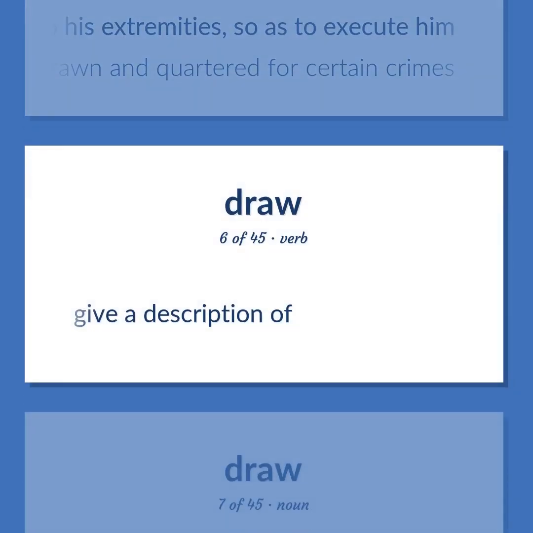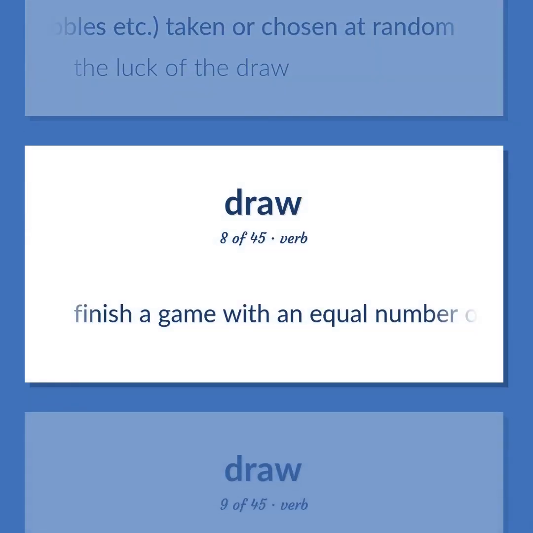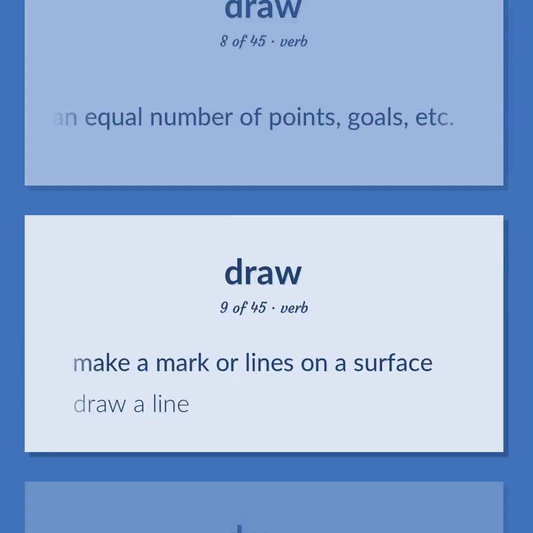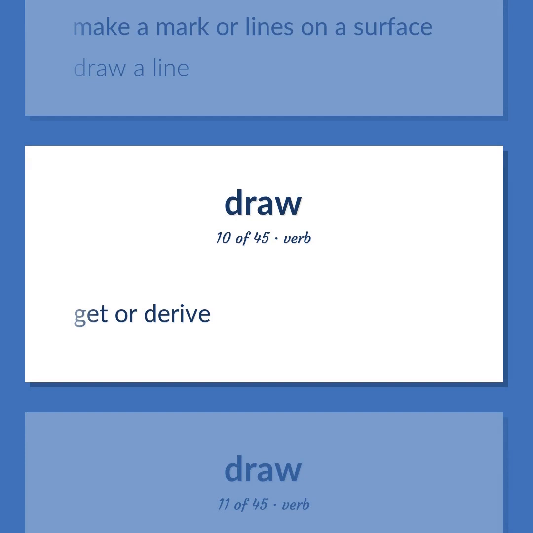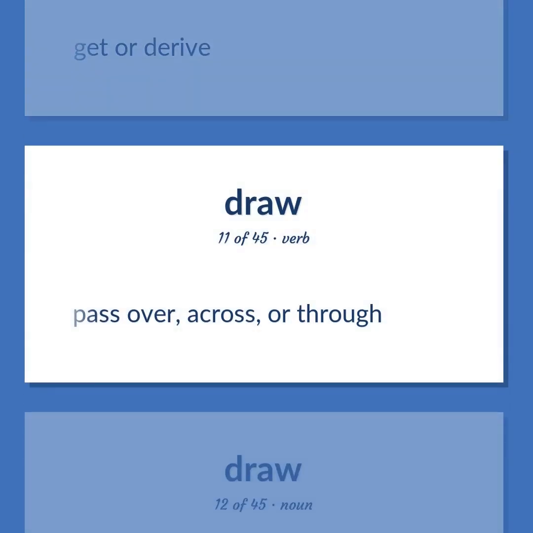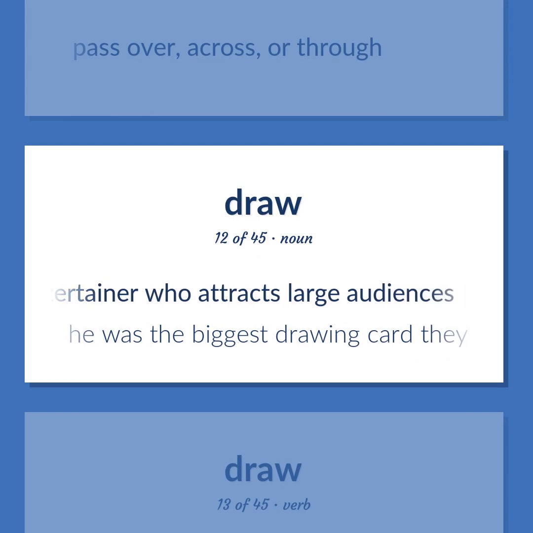Give a description of. Anything, straws or pebbles, etc., taken or chosen at random. The luck of the draw. Finish a game with an equal number of points, goals, etc. Make a mark or lines on a surface. Draw a line. Get or derive. Pass over, across, or through. An entertainer who attracts large audiences. He was the biggest drawing card they had.